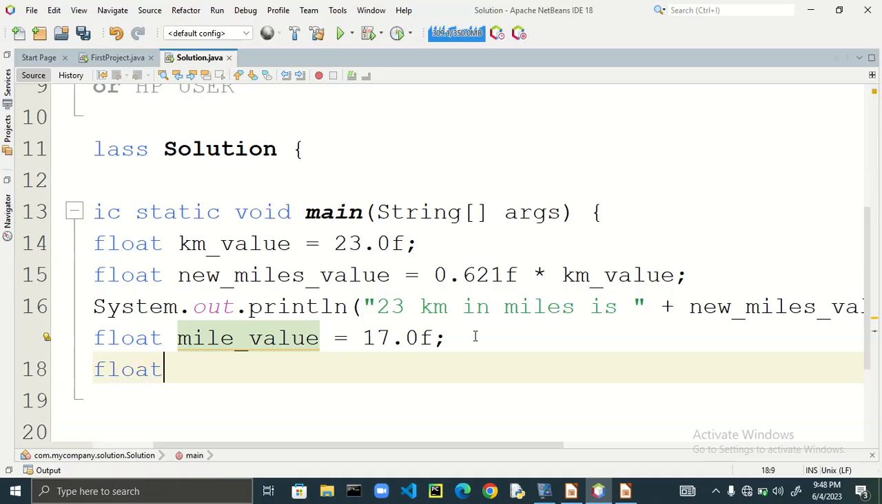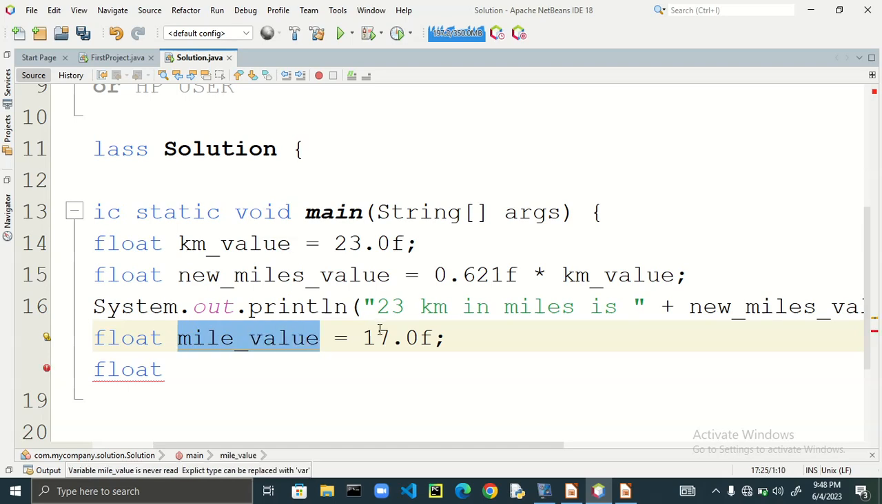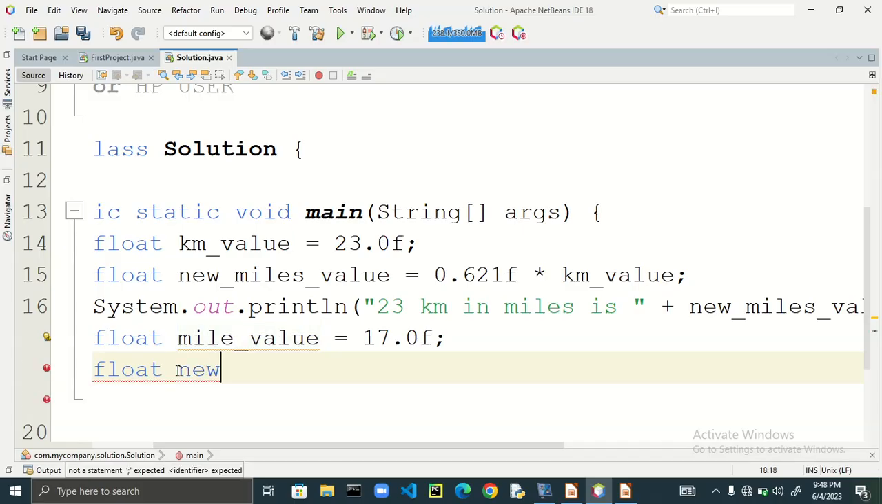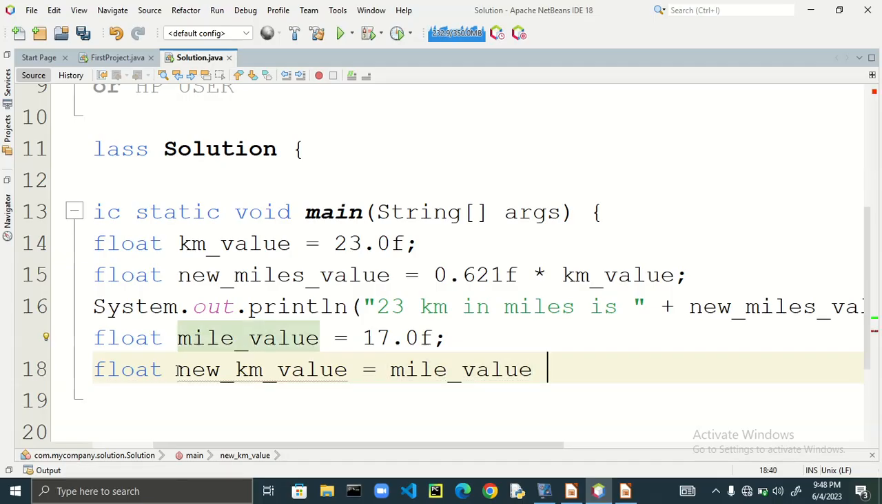So let's say float again, that is, this container is going to store a float value, as you can see here. That's why we are telling Java right here. And then let's say float again, new km value, that is the kilometer value that we are going to compute from our miles. It's going to be our mile underscore value multiplied by 1.609, and the 1.609 is also a float, so we need to add an F here and then a semicolon at the end.